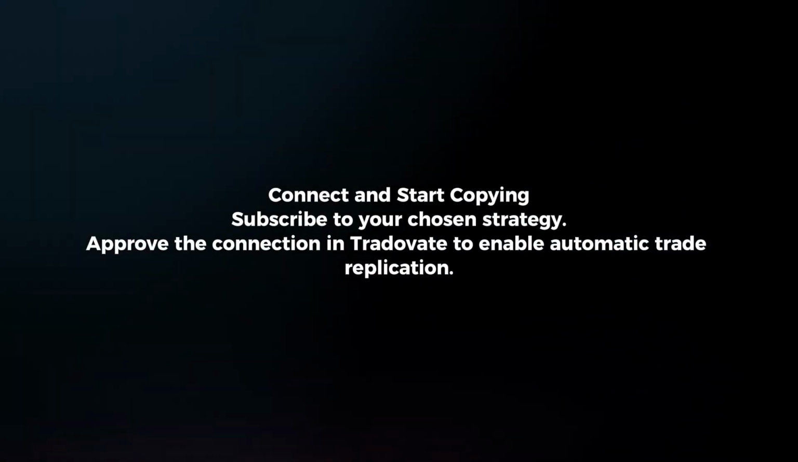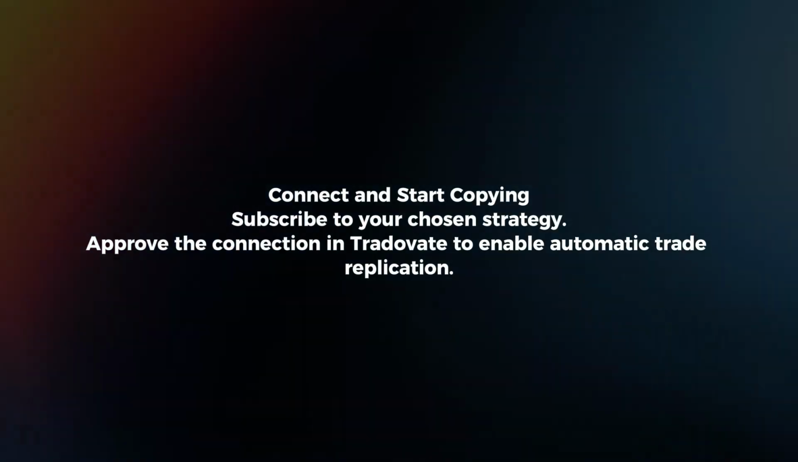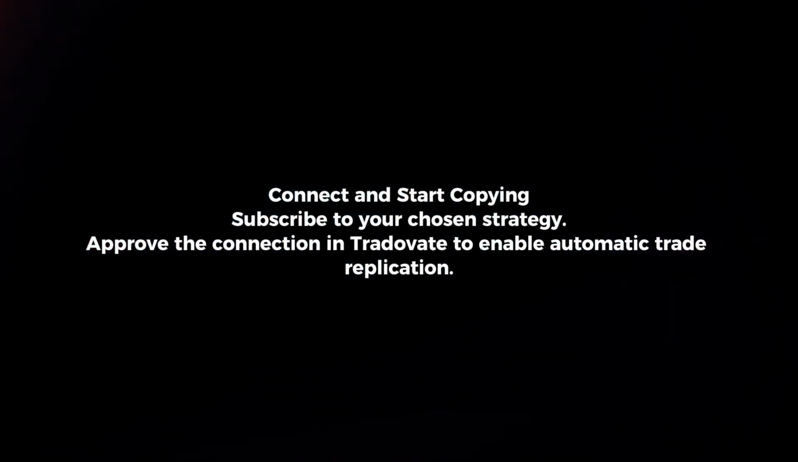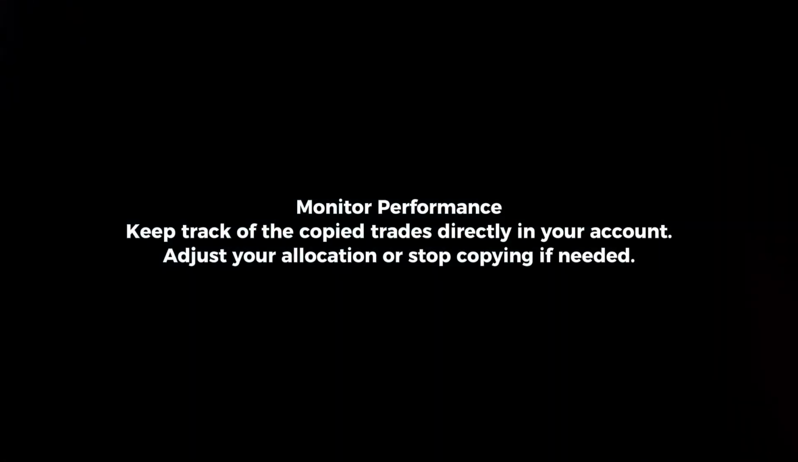Connect and start copying. Subscribe to your chosen strategy. Approve the connection in Tradovate to enable automatic trade replication. Monitor performance. Keep track of the copy trades directly in your account. Adjust your allocation or stop copying if needed.